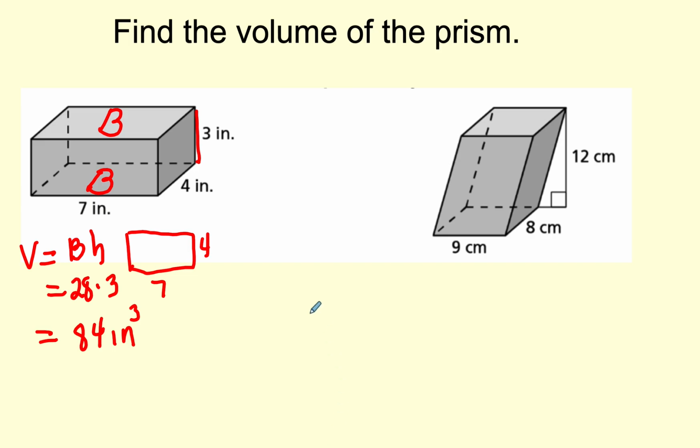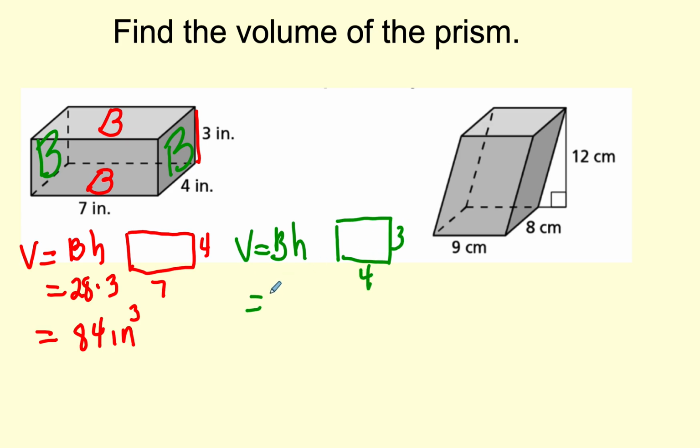I'm going to do the problem again, but this time I'm going to consider this is the base. And so to be parallel, it'll be this. So now I'm going to work the same figure, but this time my base is this green part, which is 4 times 3. So the area of the base will be 12. Now this will be considered the height. It's the distance between one base to the other. And the answer is 84 cubic inches.